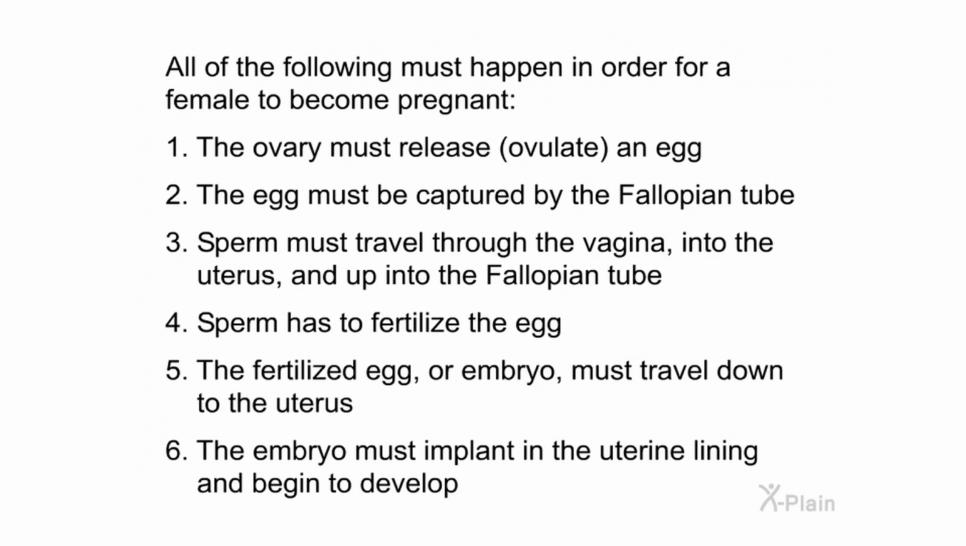All of the following must happen in order for a female to become pregnant. 1. The ovary must release or ovulate an egg. 2. The egg must be captured by the fallopian tube. 3. Sperm must travel through the vagina, into the uterus, and up into the fallopian tube. 4. Sperm has to fertilize the egg. 5. The fertilized egg or embryo must travel down to the uterus. 6. The embryo must implant in the uterine lining and begin to develop.